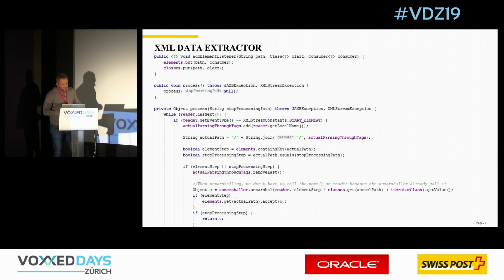So we can add an element listener. We say: for this XPath, if you find it, I want to get the element, convert it into this class, and I give you the consumer so you can call me when you find the element. It's just the add element listener first, and then you process the file. We also have the possibility to process the file just for pushing and not for pulling. It's the same method as before, but we check whether it is an element step that we are looking for, and if yes, we get the consumer and accept it with the object. So we can get the object.